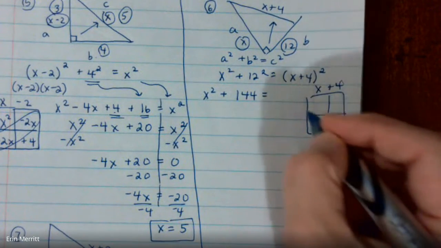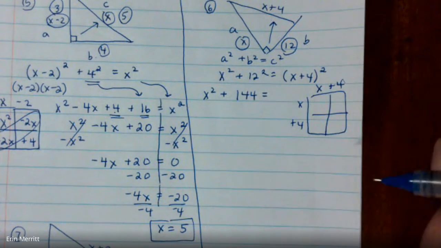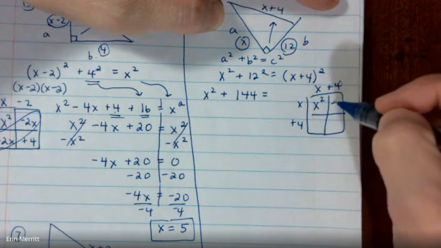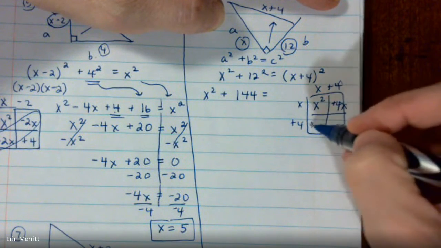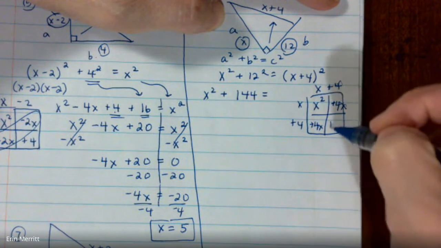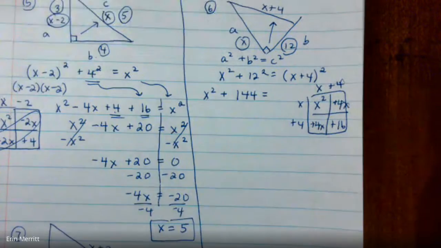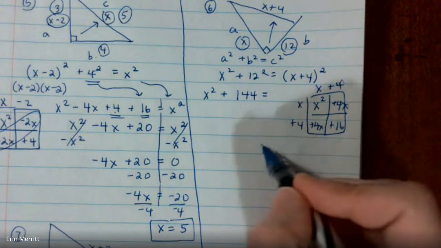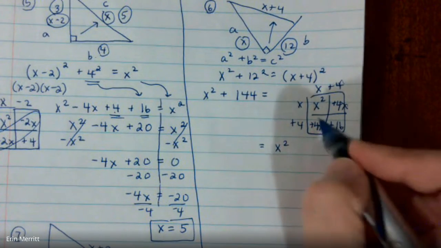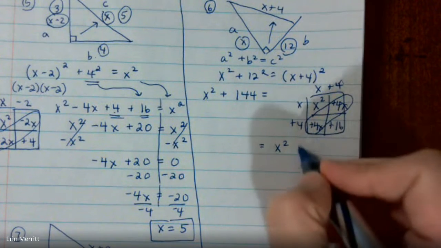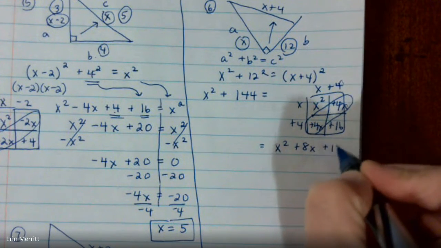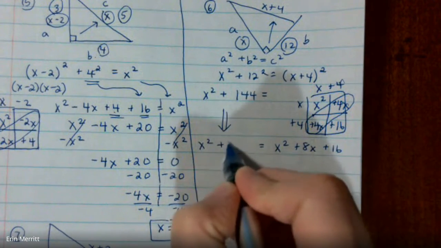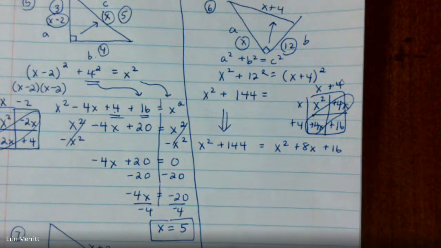X plus 4, x plus 4. All right. This gives us x squared. 4 times x is a plus 4x. You're going to get a plus 4x again. And then a 16 when we do 4 times 4 there. Okay, I'm going to put it all together. That'll give me x squared. These two, 4 and 4, will give me plus 8x, and then plus 16. And then I'm just going to bring this on down. X squared plus 144. Right?